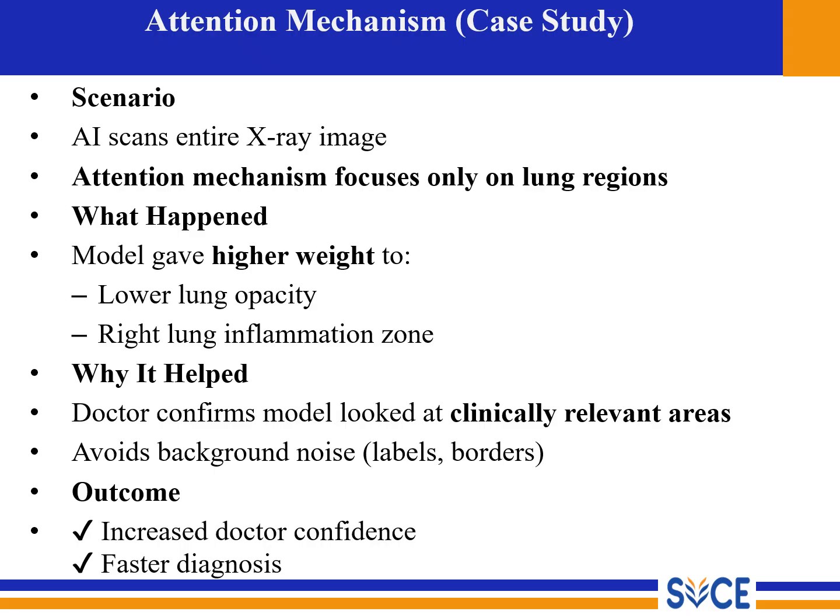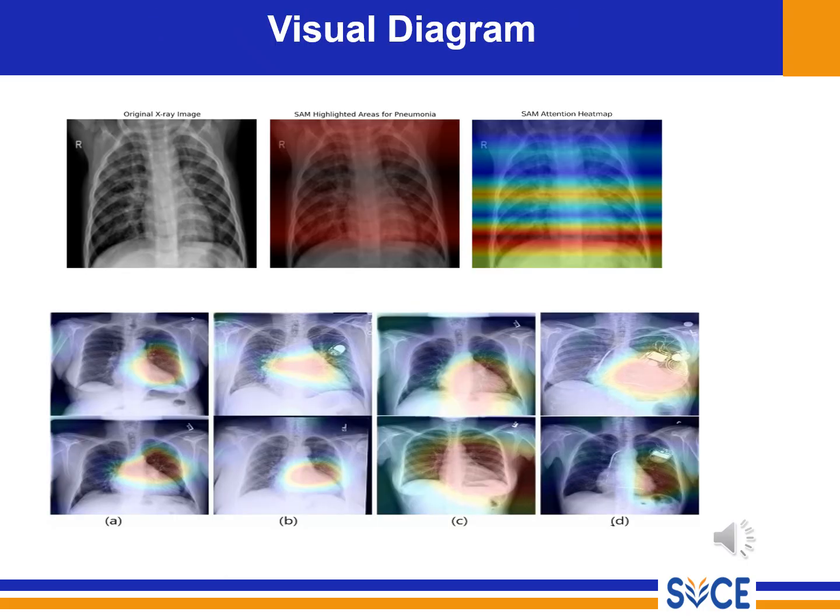So the model gave the higher weight, right? The doctor confirmed clinically relevant areas. The outcome: increased doctor confidence, faster diagnosis. Clear? Hope you understood the first concept, the attention mechanism. This is a visual diagram.